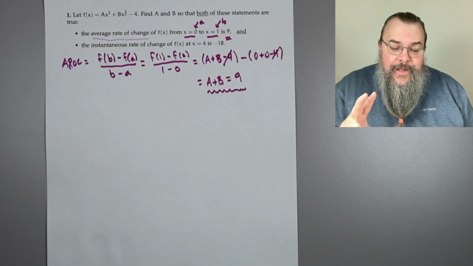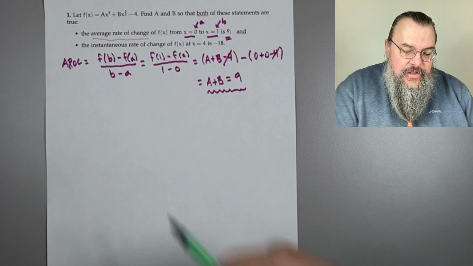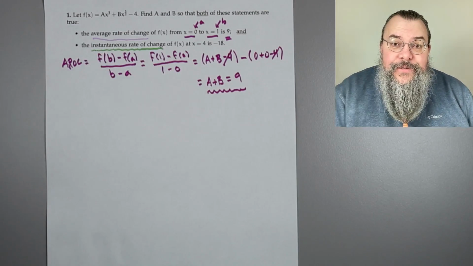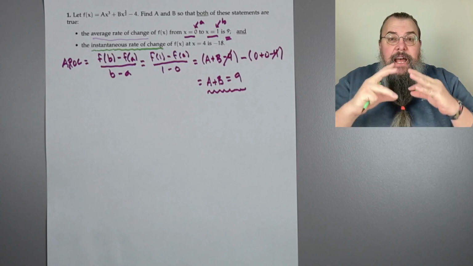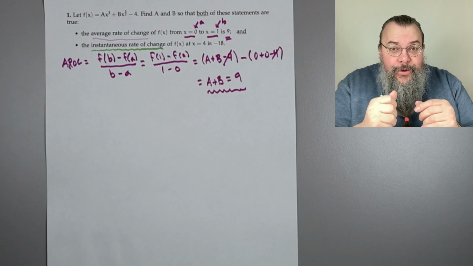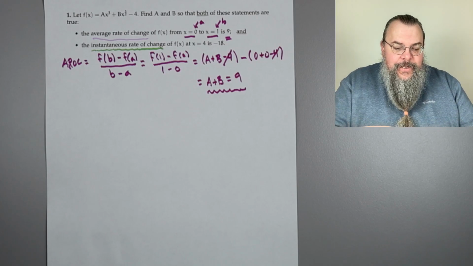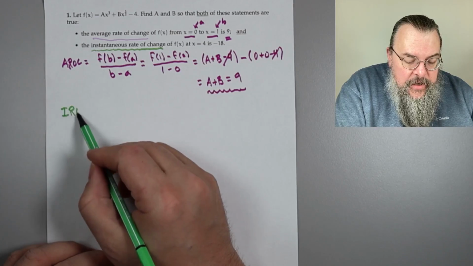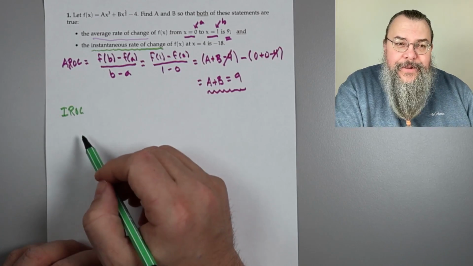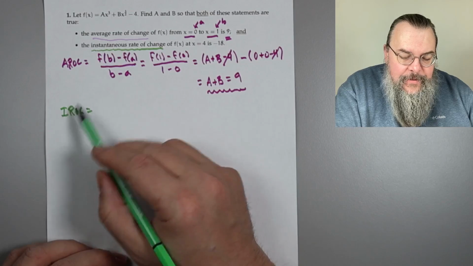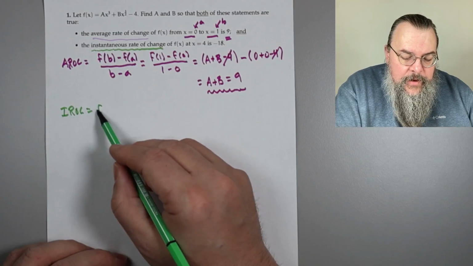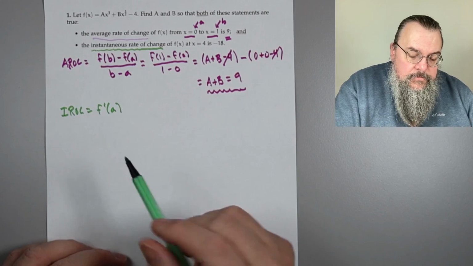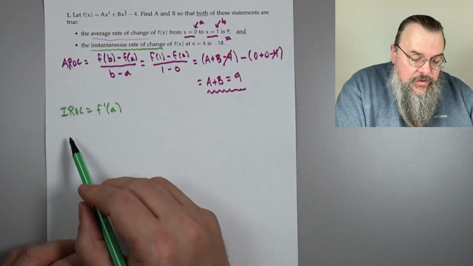So now we get to our second thing, instantaneous rate of change. If you see the words instantaneous rate of change, that's derivative. Derivative is what's happening at that one moment in time. I guess normally people don't abbreviate this way, but I'll use I for instantaneous. That's our f prime at our point. So we need to know the derivative. So let's do our derivative.